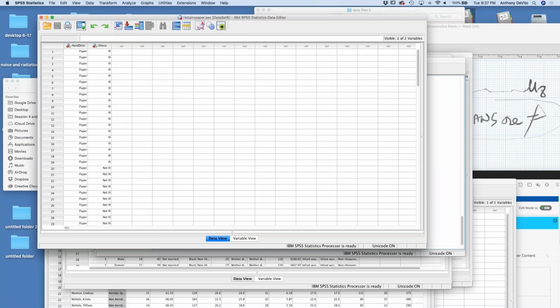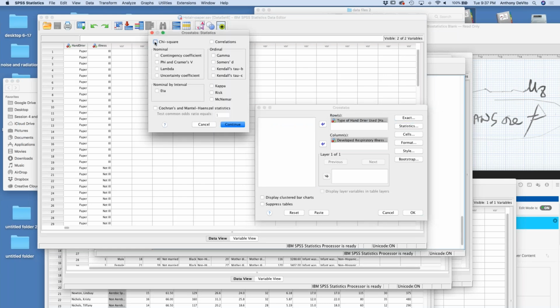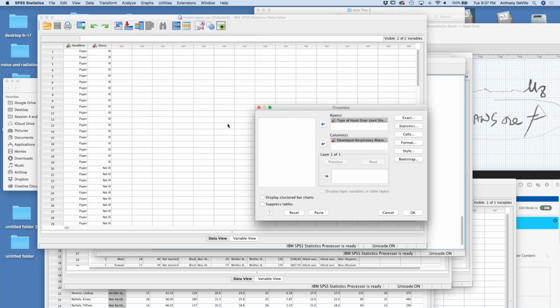Or a 2x2 table, or it could be more than a 2x2 table. I'm going to put the exposure in the rows, which is the kind of hand dryer used. And I'm going to put the outcome, whether the person got ill or not, in the columns. And I'm going to ask it to calculate for me the chi-square and the odds ratio, risk. I'm going to click continue.